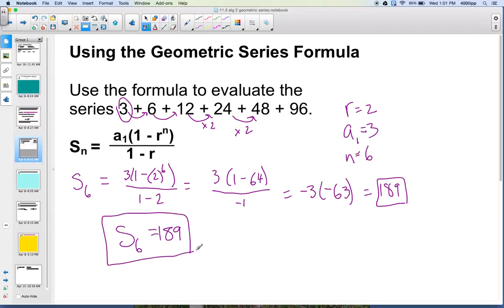And you can look to see if it makes sense as well. You know that all of these are positive numbers. So when you add up positive numbers, you're going to get a positive value. They're all whole numbers, which means you should also be getting a whole number. Okay, so make sure that your answer actually makes sense as well.